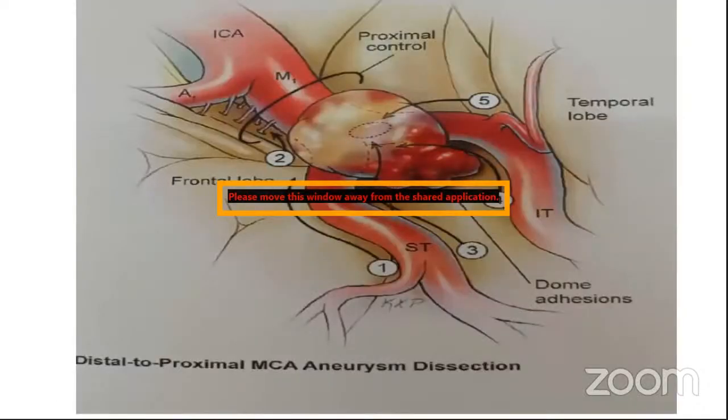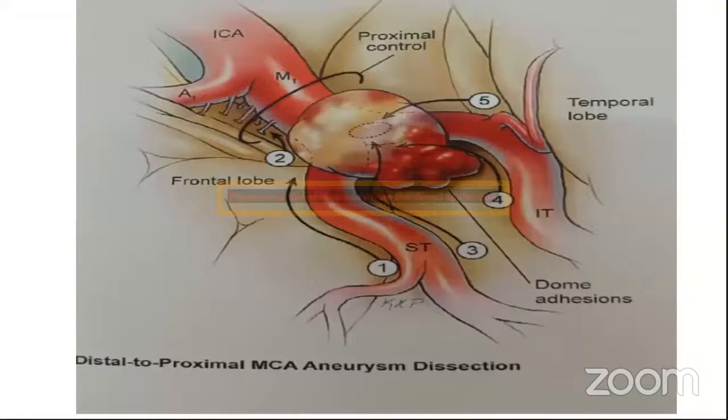These are the most important steps in the dissection of the aneurysms, because we have entered deep down into the brain and we are now going for the dissection of the aneurysm. The most common is the distal to proximal dissection.